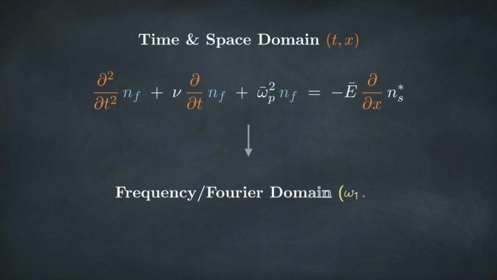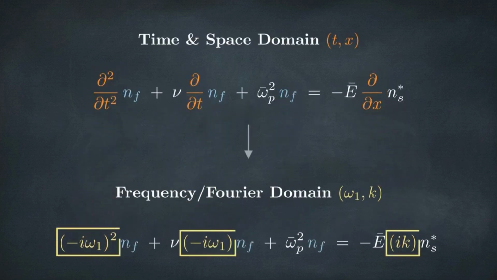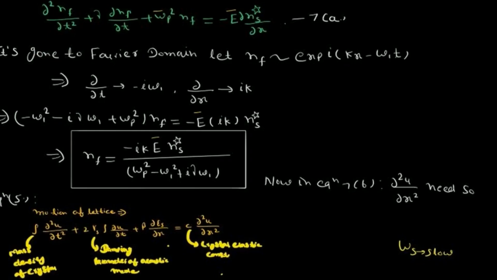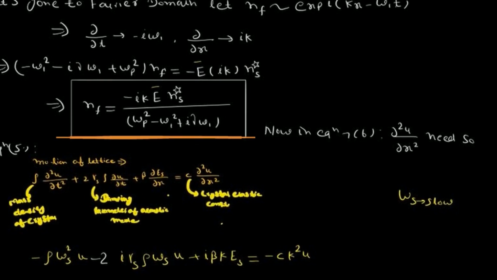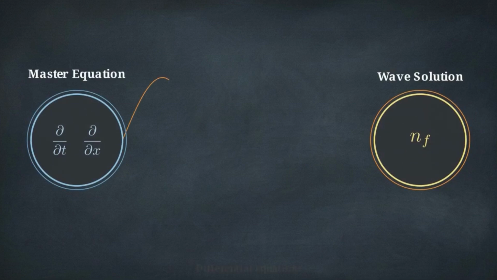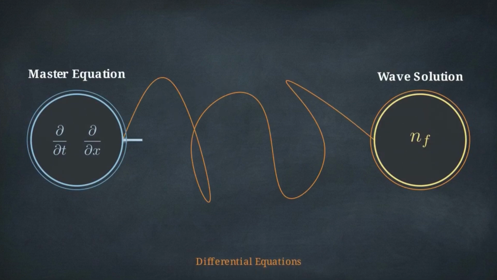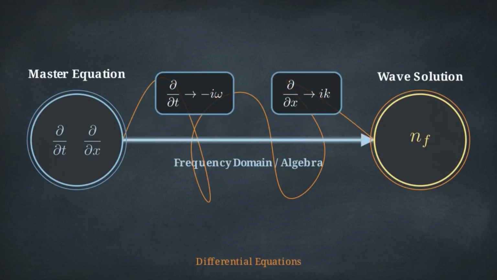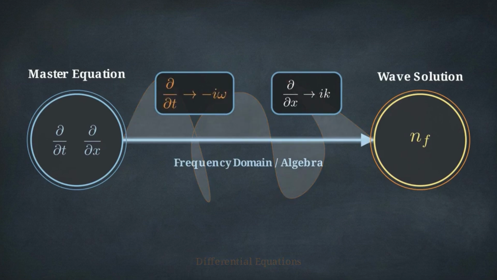How would you convert these derivatives into the Fourier domain? By assuming the fast wave varies exponentially, the time derivatives become -i times omega 1, and spatial derivatives become i times k. The complex calculus reduces to algebraic multipliers, allowing us to cleanly isolate Nf. Translating the problem into the frequency domain allows us to bypass the differential equations entirely. We can solve for the wave interactions using straight algebra.